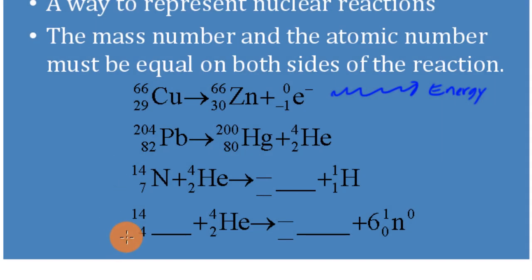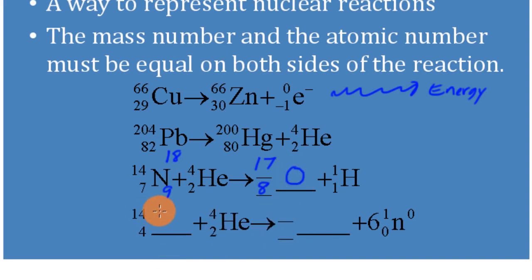Okay, so let's take a look at these two. Sometimes you're going to be asked to fill in the missing piece. So all you need to do here is just figure out the total number on this side. So here 14 plus 4, that's going to give me a total of 18. Okay, on this side I have to get the 18 as well, so therefore I'm going to have 17 on the top. So the mass number of this unknown element is 17. Down on the bottom I have 7 plus 2, which is going to give me 9, and I have to have 9 on the other side, so therefore this is going to be 8. So I know my atomic number is 8, so therefore you look it up on the periodic table, and I find that I have oxygen.